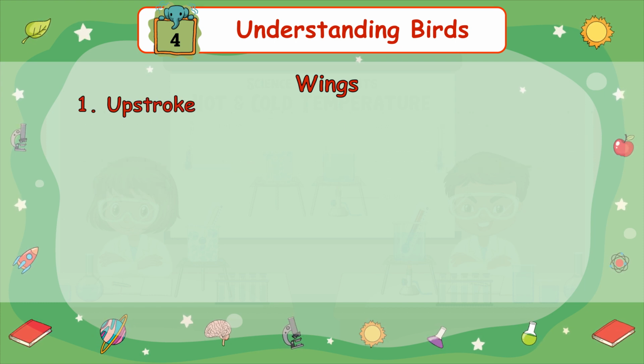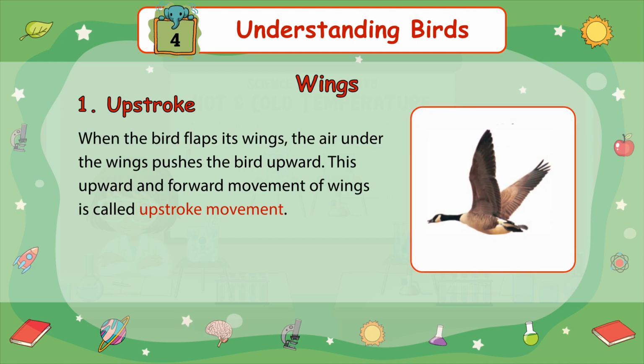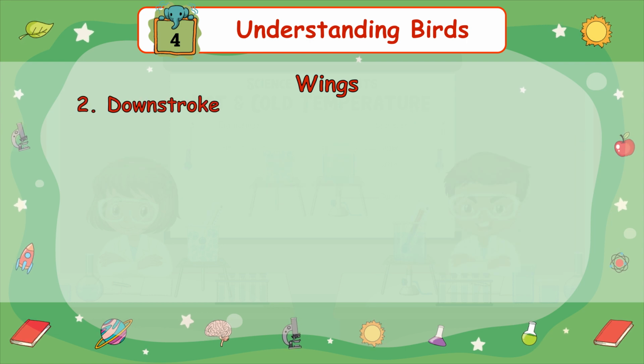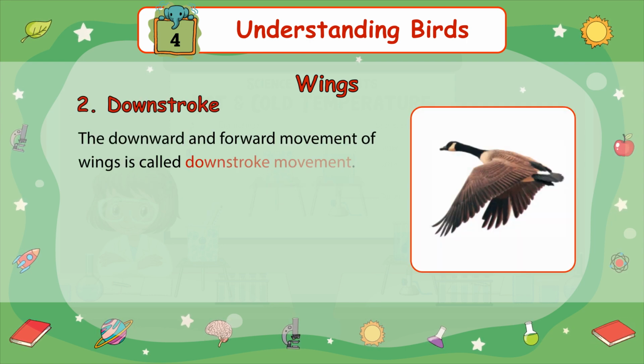Number one, upstroke. When the bird flaps its wings, the air under the wings pushes the bird upward. This upward and forward movement of wings is called upstroke movement. Number two, downstroke. The downward and forward movement of wings is called downstroke movement.